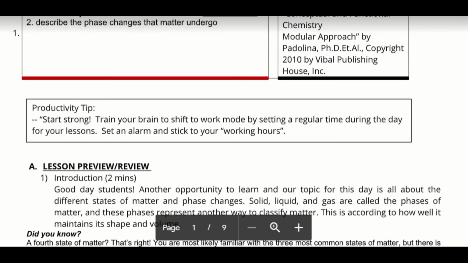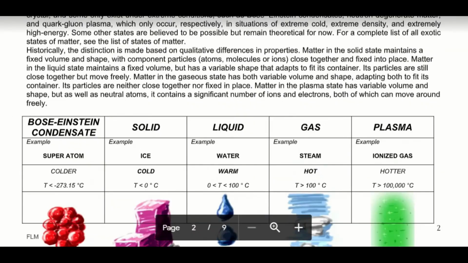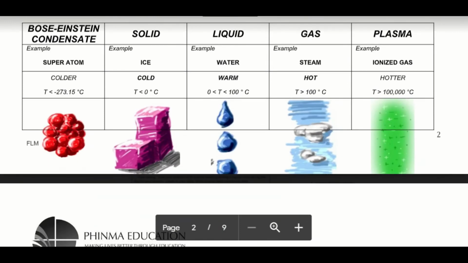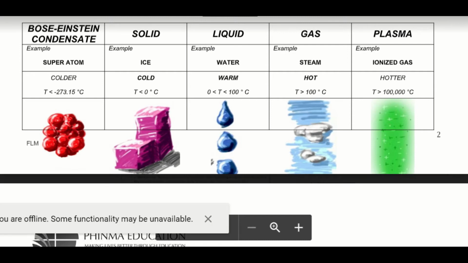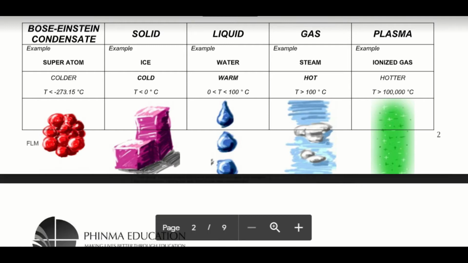Now, before we delve into our discussion, let us have your review on what matter is. In Module 1, we have discussed that matter is anything that occupies space and has mass. It turns out that matter can have different forms. In physics, a state of matter is one of the distinct forms in which matter can exist. Observably, we have four: solids, liquids, gas, and plasma. These are the different phases that we can see with our own eyes.